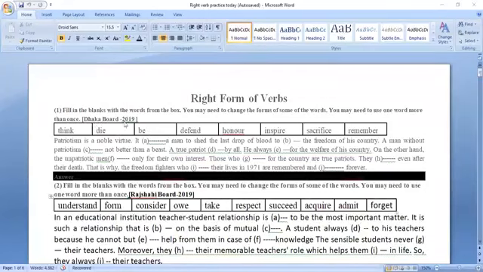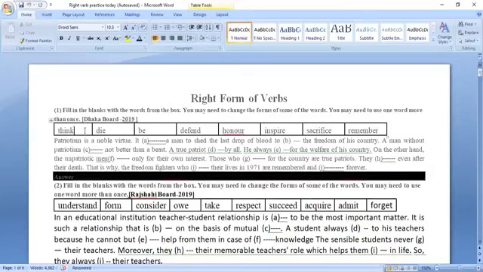First of all, the question is from Dhaka Board 2019. Right forms of verb. Fill in the blanks with the words from the box. Words are given here in the box. You may need to change the forms of some of the words. For example, some words you need to change into verb. You may need to use one word more than once. Okay, one word can be used more than once.